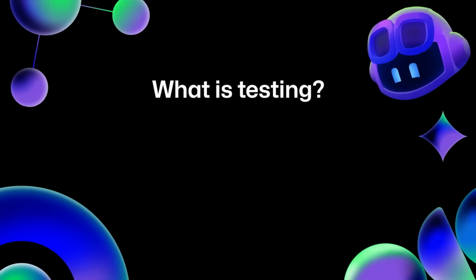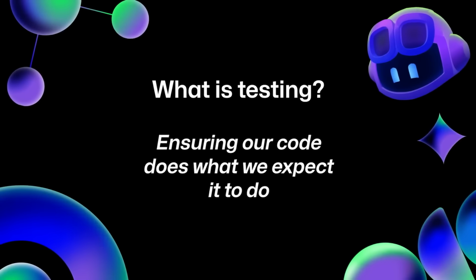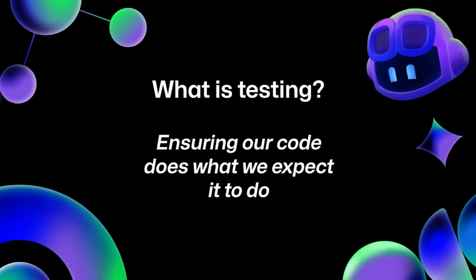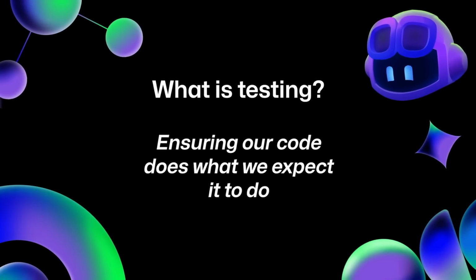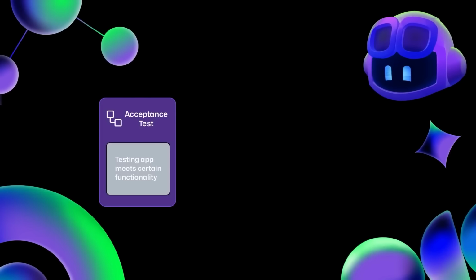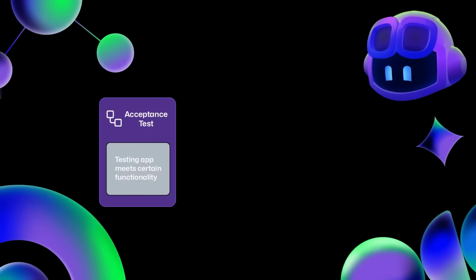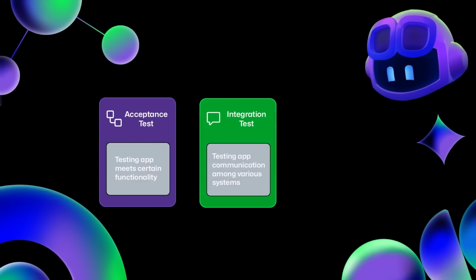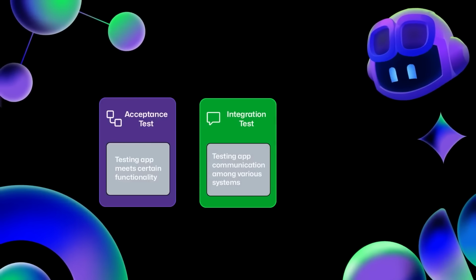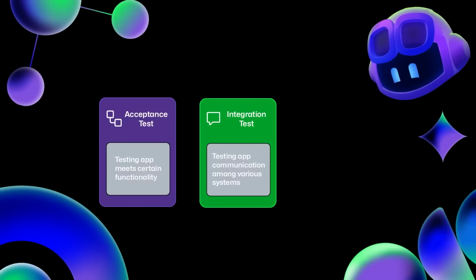Now, let's get started with some definitions. What is testing, and why is it important? Testing is, sort of as the name implies, ensuring our code does what we expect it to do. This can take many forms. We can have acceptance tests, where we make sure our app meets a certain set of defined functionality, or integration tests, where we ensure that our app is able to talk across the various systems like databases and the APIs.